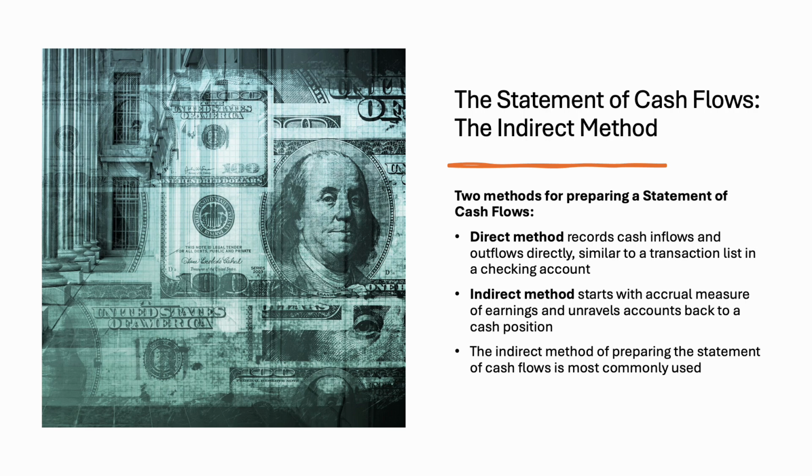The Statement of Cash Flows can be prepared using two methods, but the indirect method is most commonly used. This approach starts with net income from the income statement and adjusts it for non-cash items and changes in working capital. By reconciling net income to actual cash flow, the indirect method provides a clear picture of how accounting profits translate into cash generation.